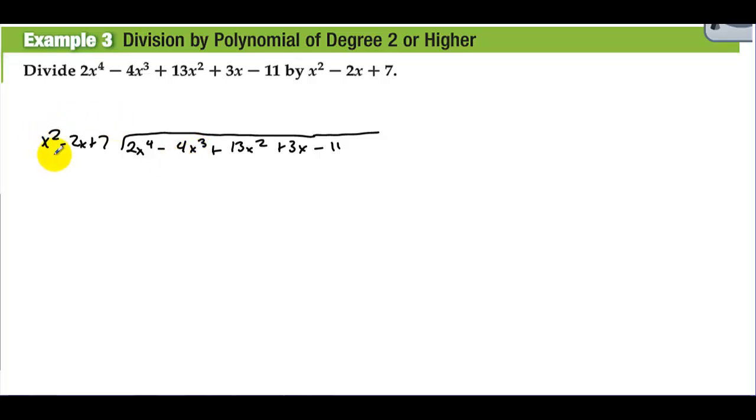Well, the rules don't change. We're going to think about what do we multiply x squared by to get 2x to the fourth, and that's 2x squared.